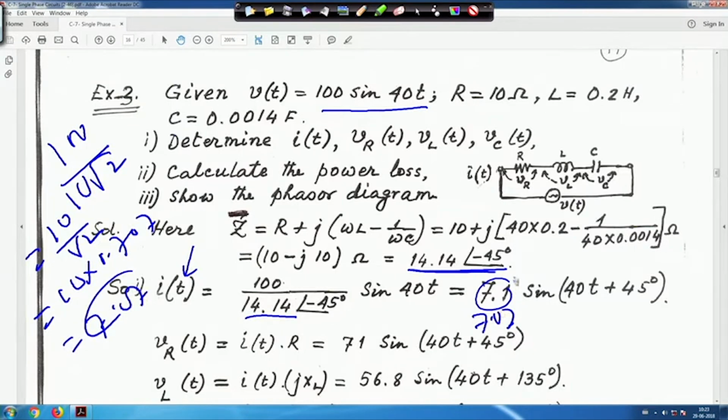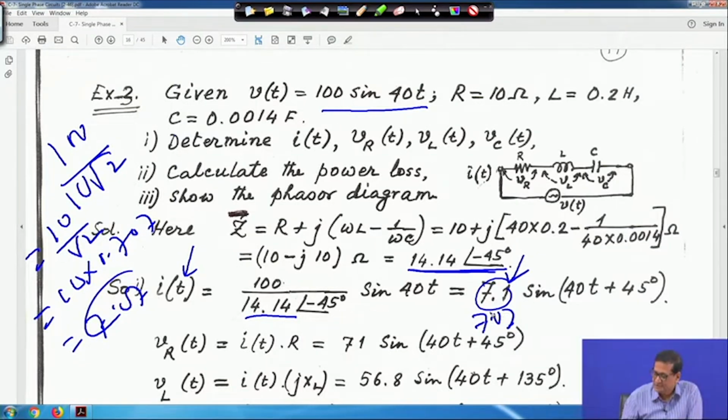So, it is 7.07, I have approximated as 7.1, right, and this angle is minus 45 degree. So, basically it is sin 40 t plus 45 degree, how we made it, right. So, let me clear it.